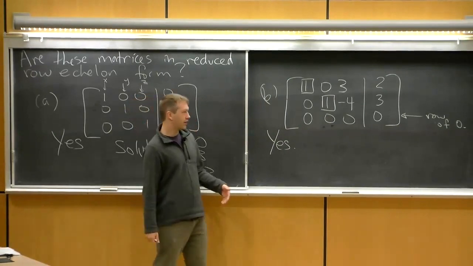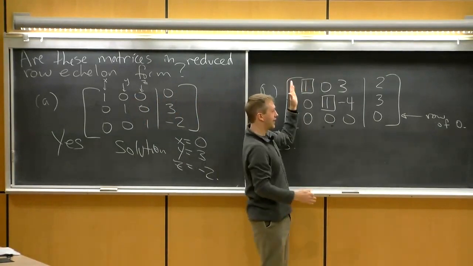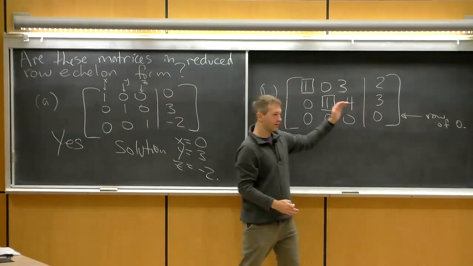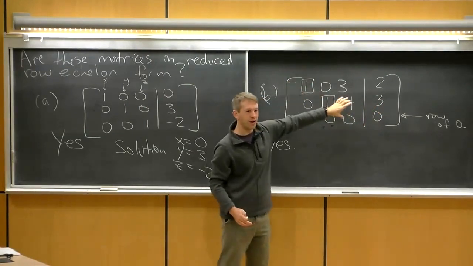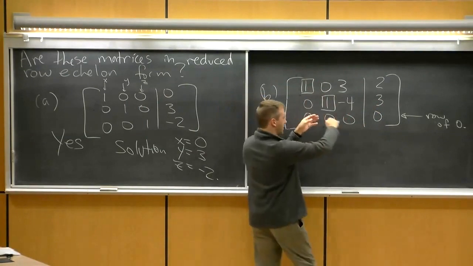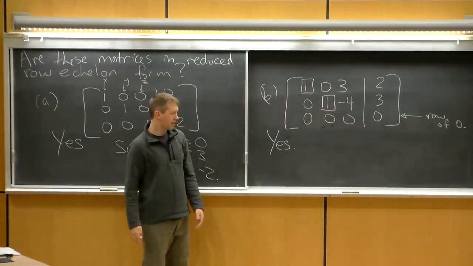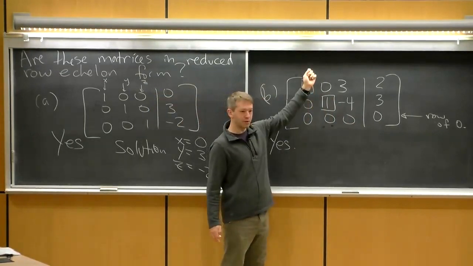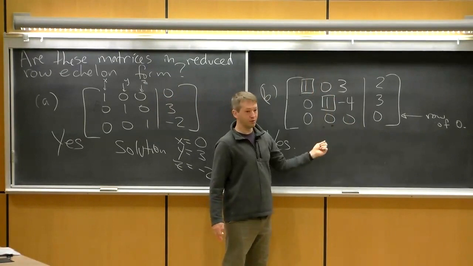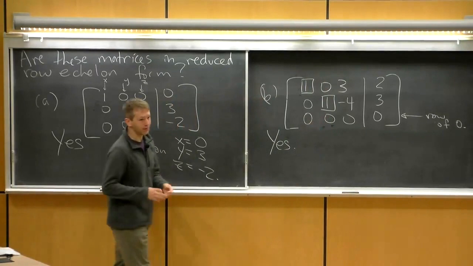The third condition is that as you go down the matrix, the leading 1s move to the right. And that's true, right? I've got a leading 1 here, and then the next one is to the right. And if we had more, they'd have to go to the right, to the right, to the right. And the last condition is whenever you've got a leading 1, everything else in that column is supposed to be 0. And that's true in these 2 columns. So this is row reduced echelon form.